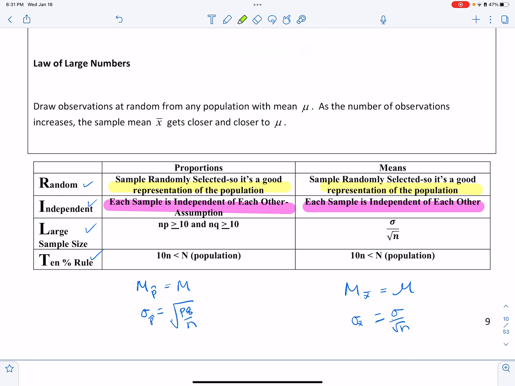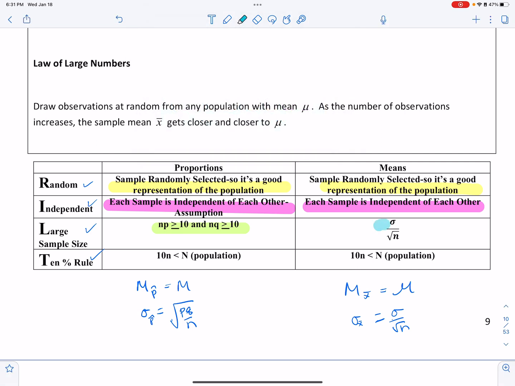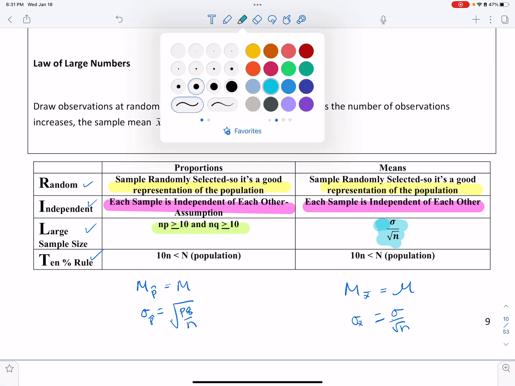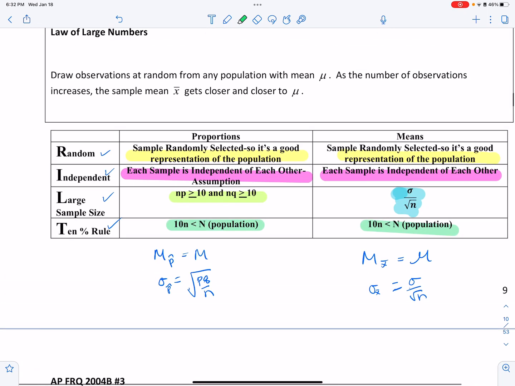All right, this is where it differs. If it's a proportion, I have a P and I have a Q, so I have to check NP and NQ greater than 10. If it's not a proportion, then I use sigma over square root of n. If it's a proportion, I use 10n is less than N. If it's a mean, I still use 10n is less than N. So I can use the 10% rule the same way. The only difference is my NP and NQ and my sigma over square root of n. And that's all you have to do.